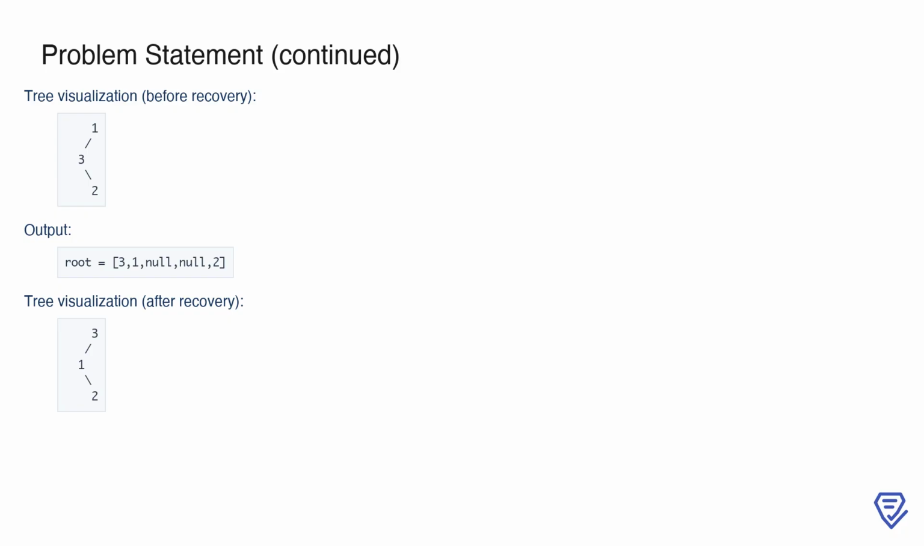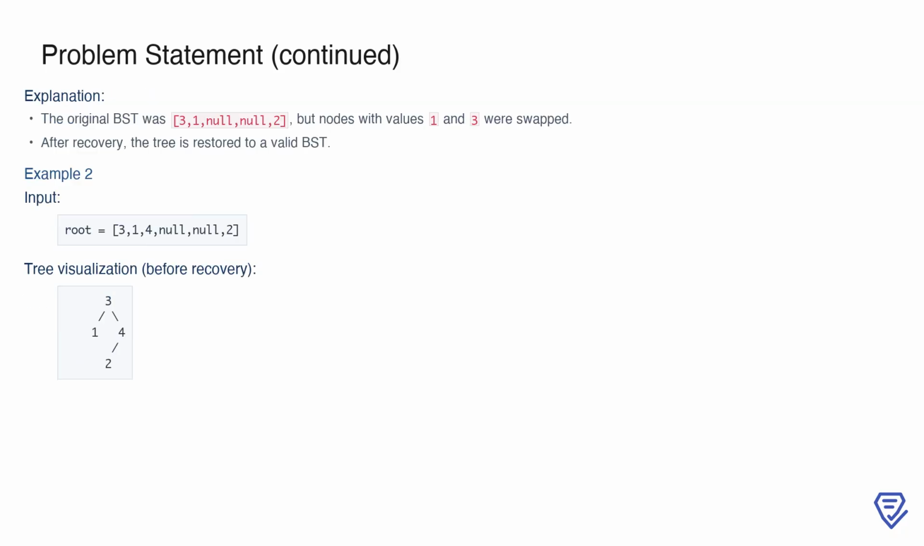The root becomes 3, its left child is now 1, and the right child of 1 is 2. This satisfies the BST condition, where all left children are smaller and all right children are larger than their parent. Looking deeper into the explanation, the problem arises because the nodes with values 1 and 3 have been swapped. In the original BST, the root should have been 3, and its left child should have been 1. After identifying and swapping the misplaced nodes, the tree is restored to its correct structure.